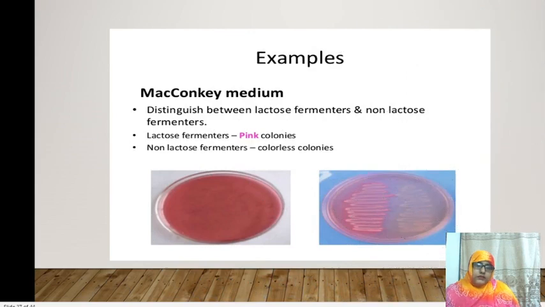MacConkey agar distinguishes between lactose fermenters and non-lactose fermenters. Lactose fermenters appear pink and non-lactose fermenters are colorless in the colonies. You can see here this one is a MacConkey agar. We added dyes in it, and pink color indicates those lactose fermenters, and those which are non-lactose fermenters appear colorless.